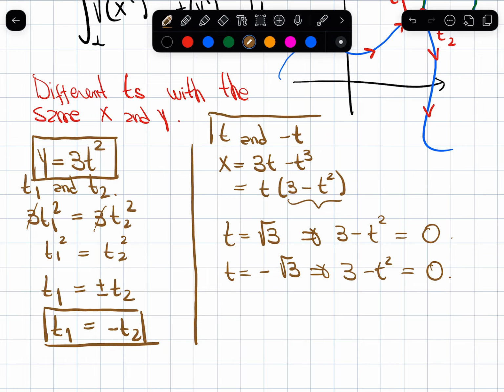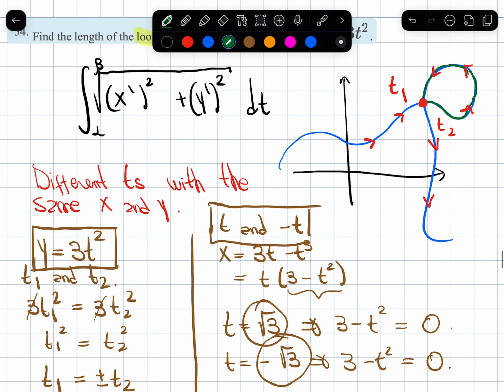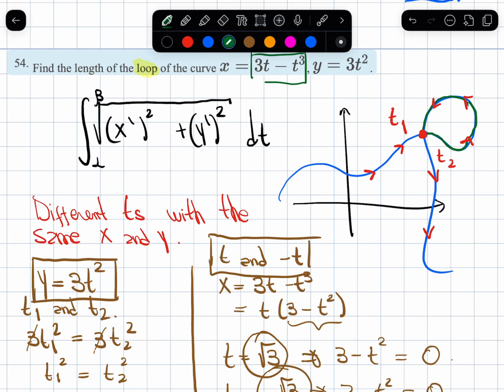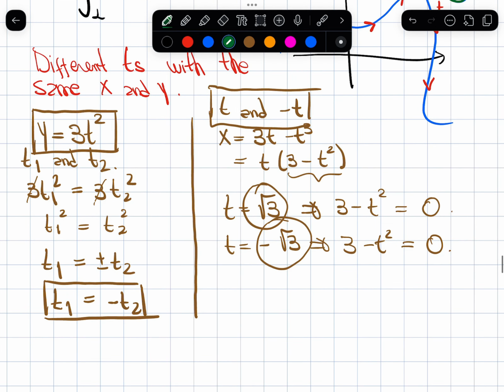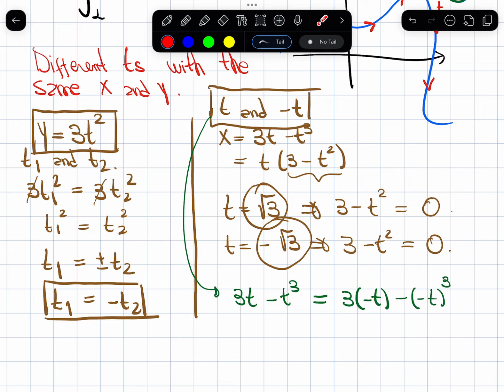So my integration is going to be from negative root 3 to positive root 3. There's another way you can think about this: since you have t and negative t, you can plug in 3t minus t cubed and say that it has to equal 3 times negative t minus negative t cubed, just like we did over here, plugging in the t1 and t2, and then you can go back.